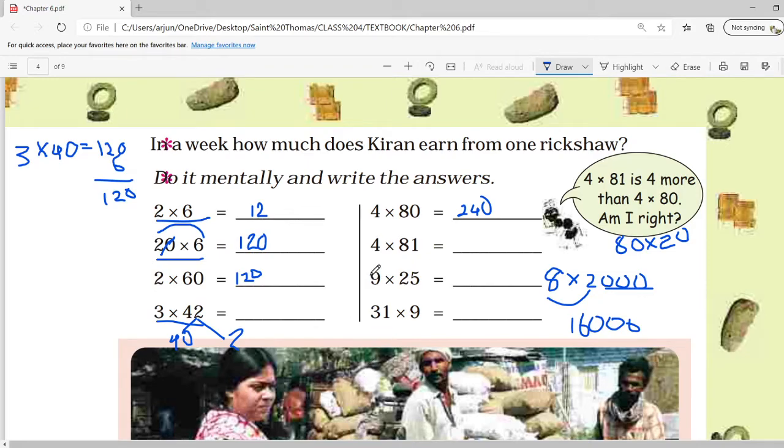Okay, here you can do like this. 81, split it into 80 and 1. So you know 4 times 80 is 320 by our shortcut method, and 4 times 1 is 4. So just add 4. So you will get the answer 324.